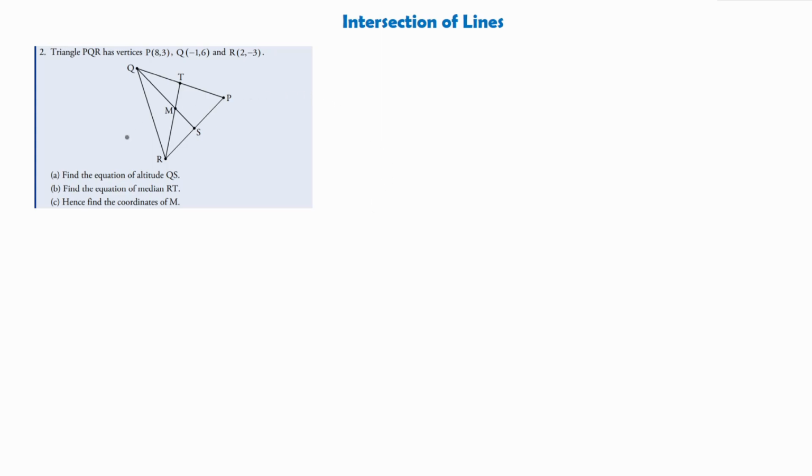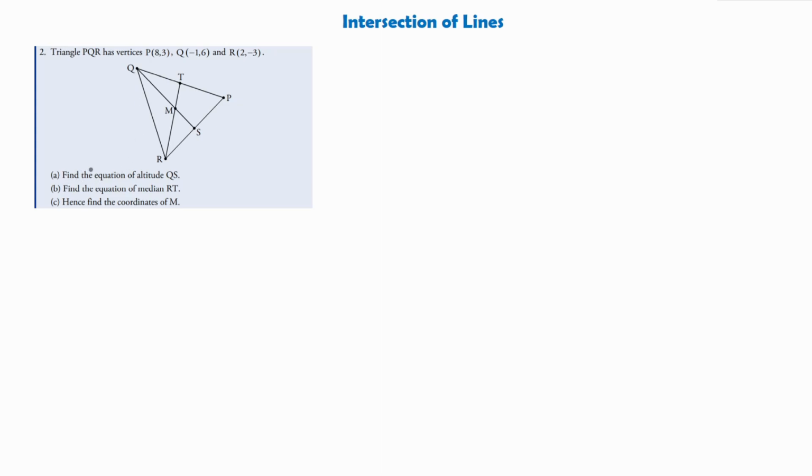So here we have a bit of a more exam style question. It's a pretty big question with 3 parts to it, although using the things that we've learned so far, we should be able to do all of it. This is the type of question that you might find in an exam, and it says triangle PQR has vertices P, which is the point 8, 3, Q, which is the point negative 1, 6, and R, which is the point 2, negative 3, as we can see, and they form the triangle.